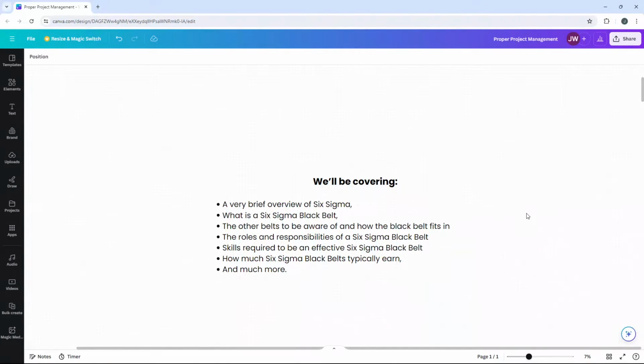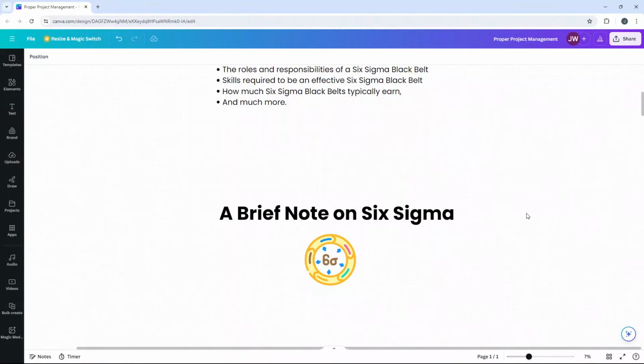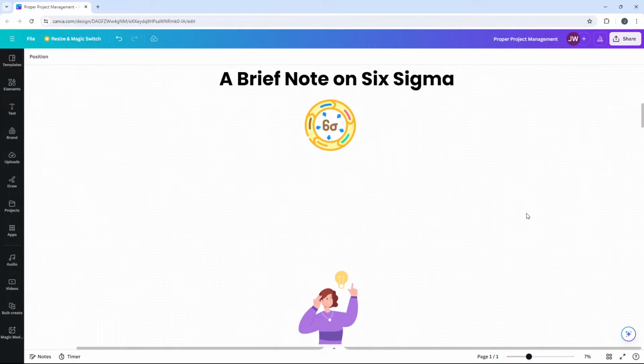But before we delve deeper into the black belt position, we first need to understand the overarching methodology. Six Sigma is a set of techniques and tools designed to improve processes. It was created by engineer Bill Smith at Motorola in 1986. By using data and statistical analysis, problems can be found and fixed. For Six Sigma to be practiced in an organization, it requires the employment of trained experts in Six Sigma techniques to lead projects. Enter the black belt.